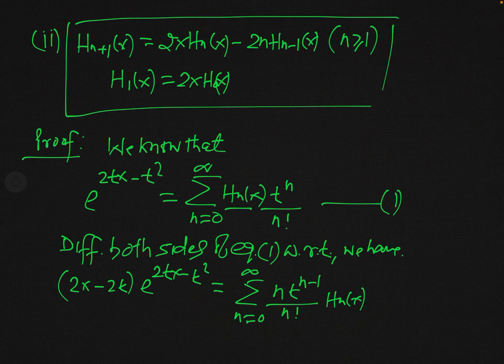Now let us simplify this expression a little bit. You can see in LHS the factor e raised to the power 2tx minus t square, by the use of this equation 1, we can write this in the form of summation n 0 to infinity hn of x times t raised to the power n over n factorial. So by the use of equation 1 and expanding the RHS of this equation to some extent, you can see what will be our result.